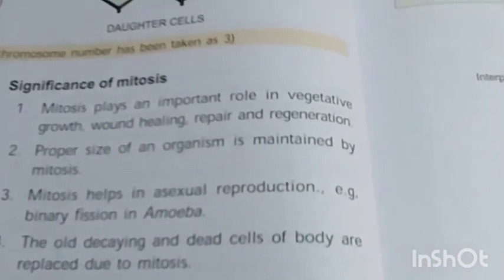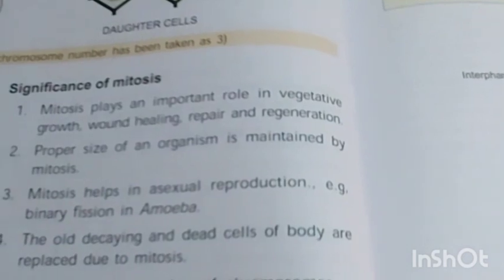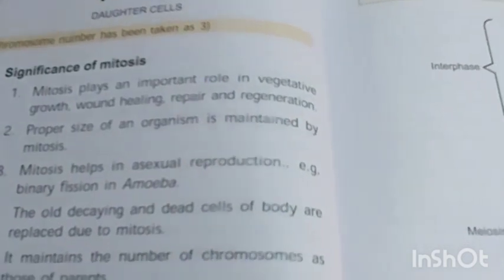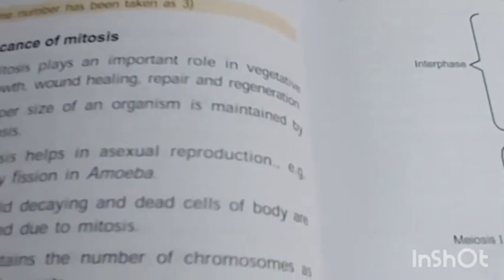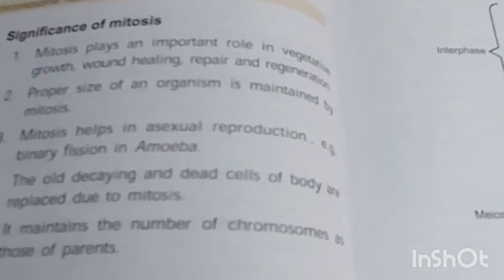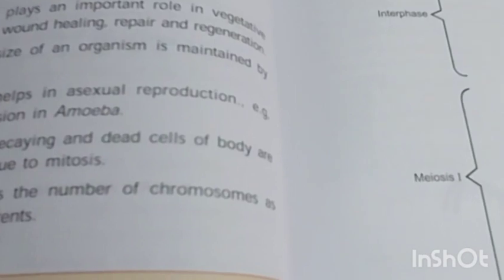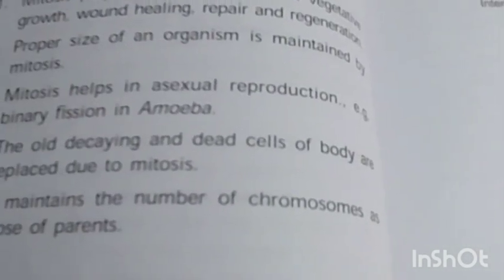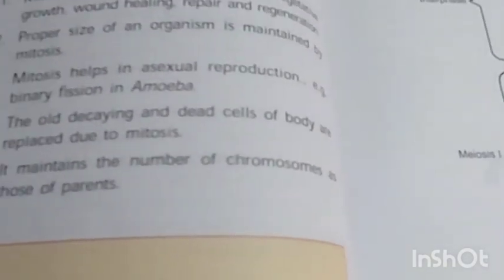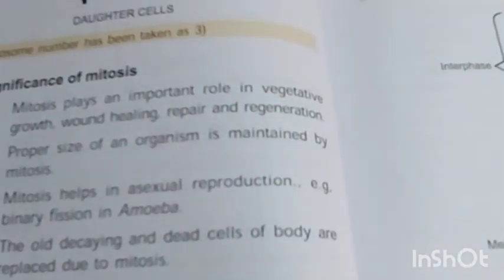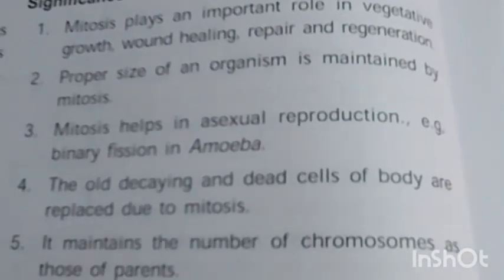As you can see from here, mitosis plays an important role in vegetative growth. Vegetative means growth of any organism from any part of it, not only from the reproductive cell. Apart from the reproductive cell, if division happens anywhere else, we call it vegetative growth. And secondly, it helps an organism to attain proper growth.